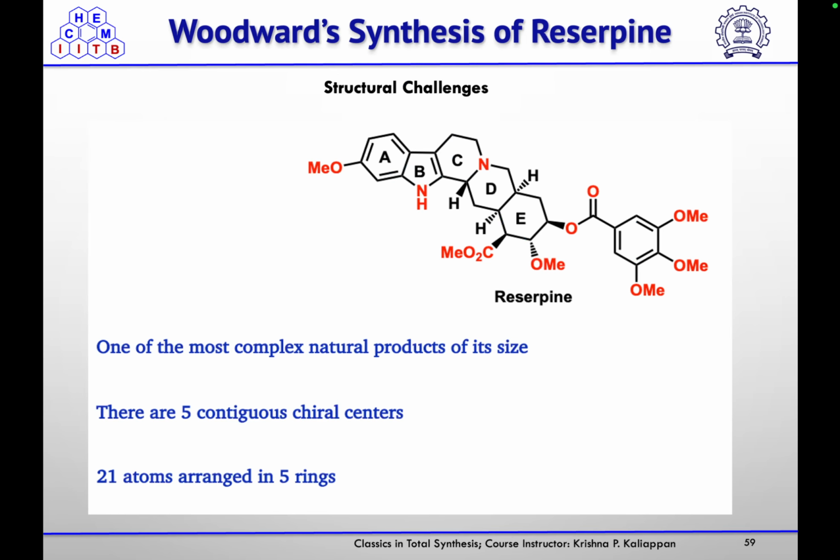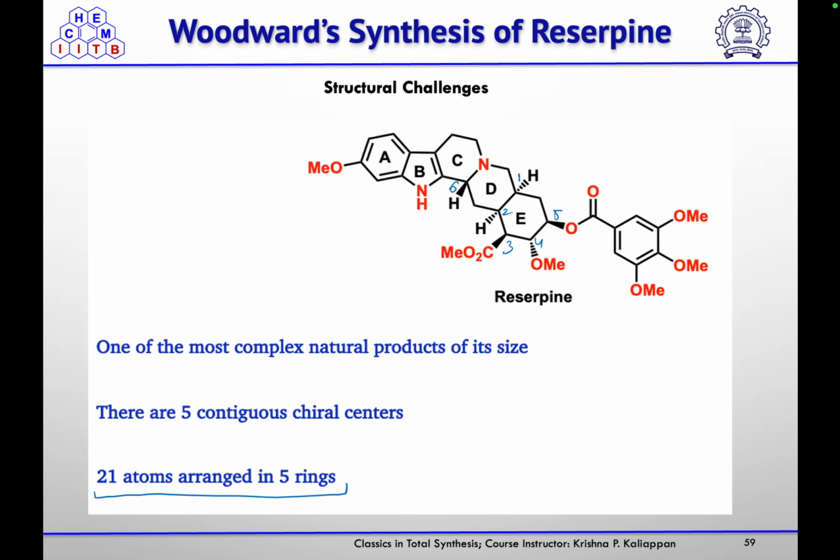So for today, the last molecule that we have to discuss is reserpine. So we will discuss the Woodward synthesis of reserpine. If you see, this reserpine is the most complex natural product of its size, and it consists of five contiguous chiral centers. So there are five chiral centers: one, two, three, four, five, and this one is the sixth chiral center, apart from those five.